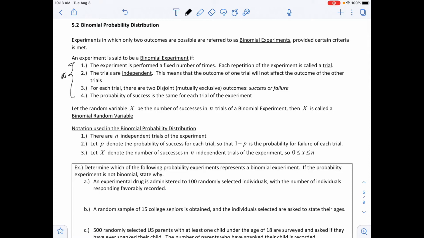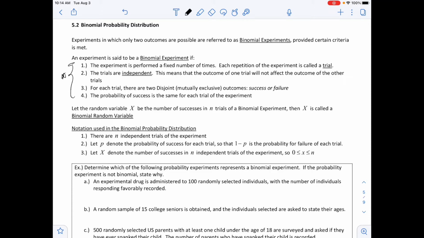First one says the experiment is performed a fixed number of times. Each repetition of the experiment is called a trial. Number two is going to be that the trials are independent. Most of the time they are, since we're dealing with people. This means that outcomes of one trial will not affect the outcome of another trial.